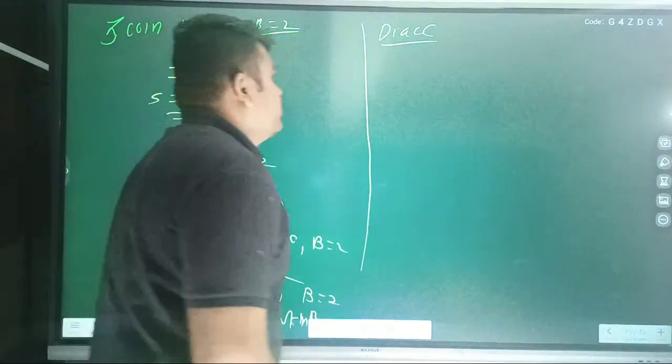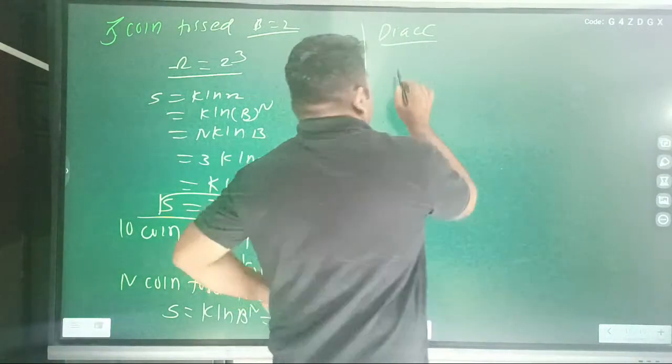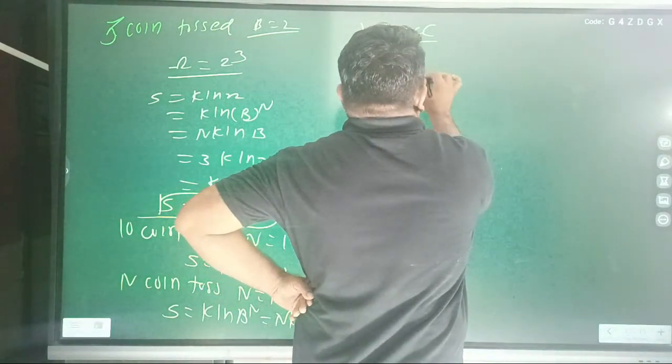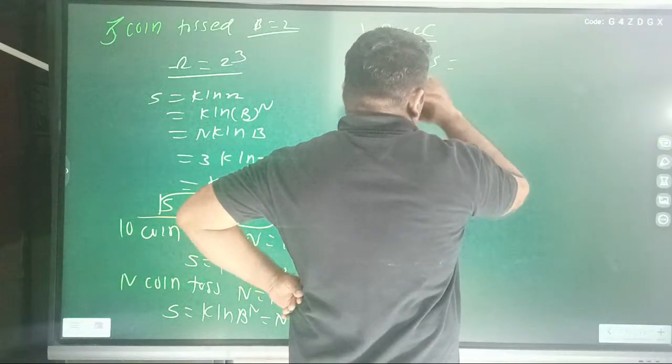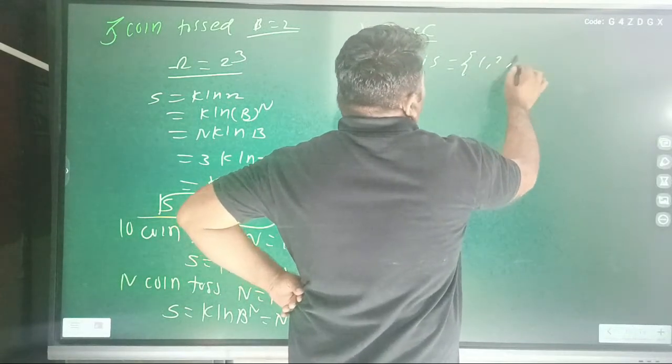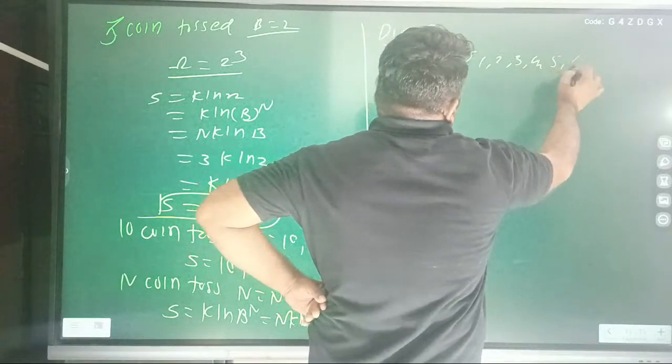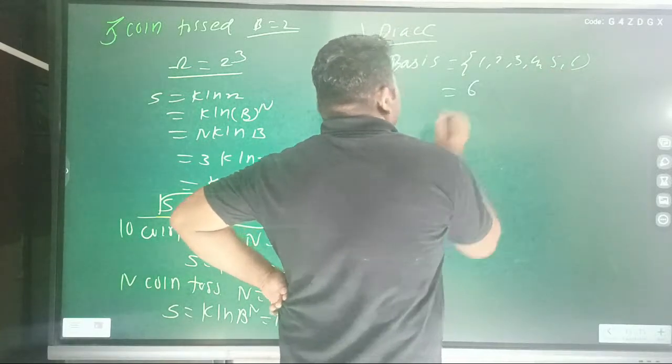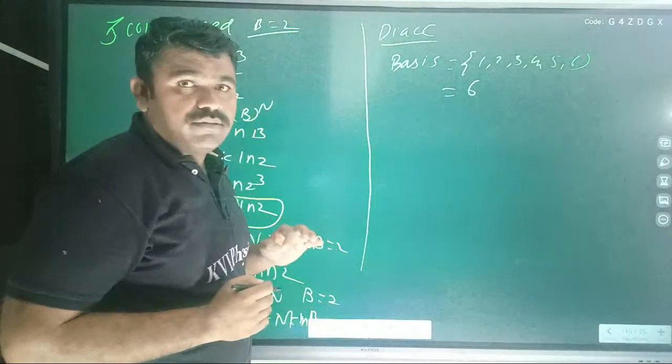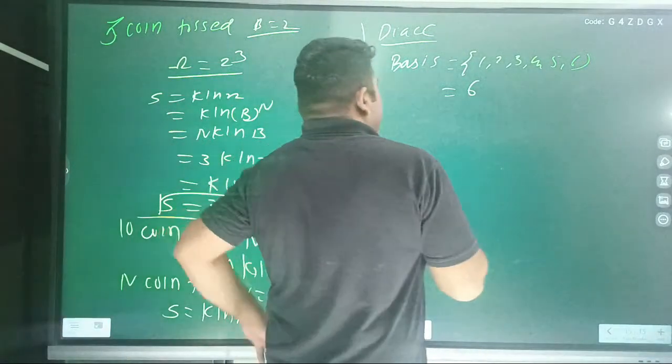Dice is thrown. Dice basis, how many are there? 1, 2, 3, 4, 5, 6. So basis is equal to 6. One dice is thrown.